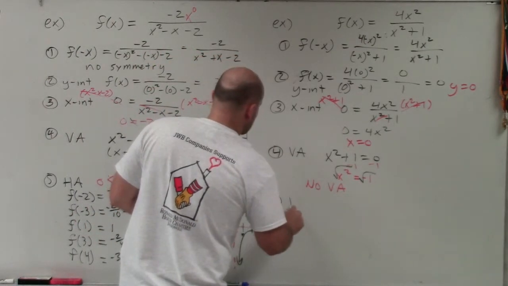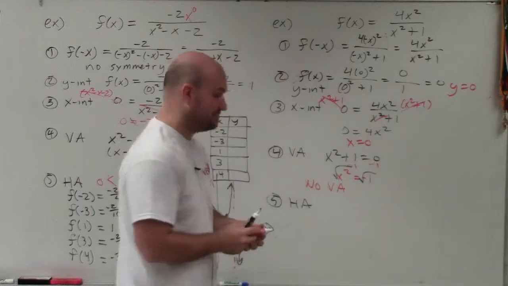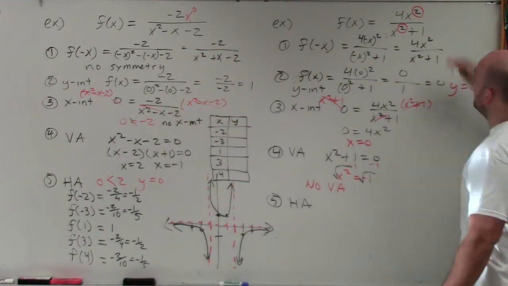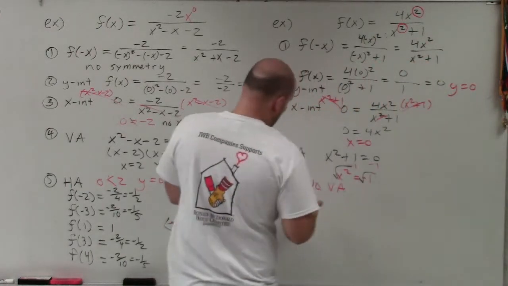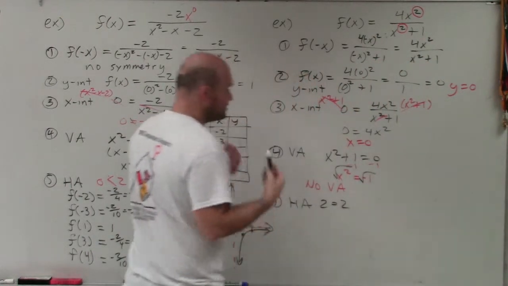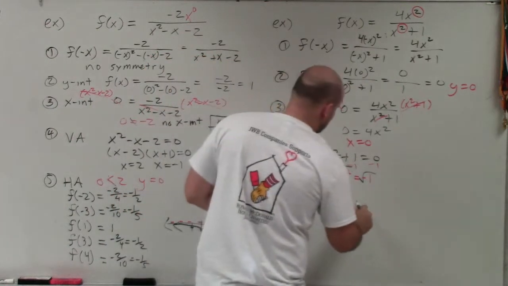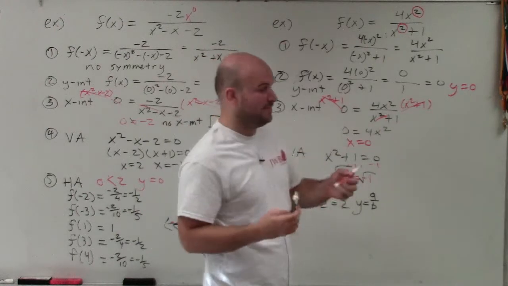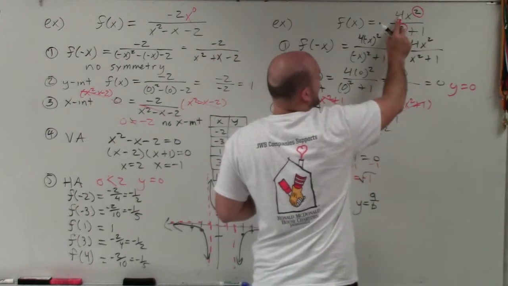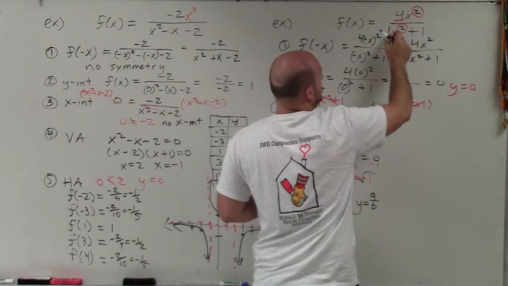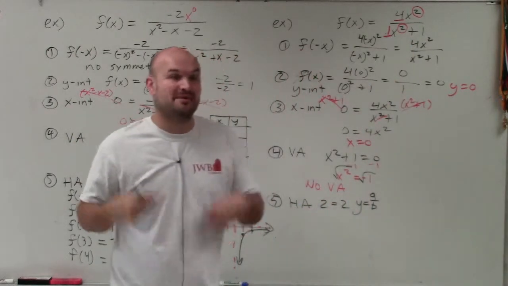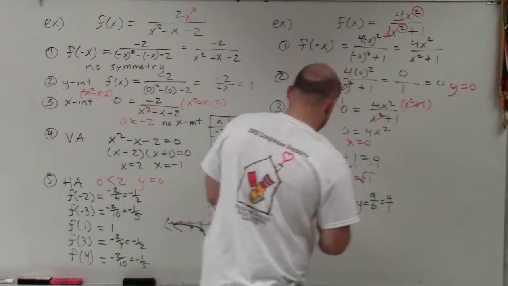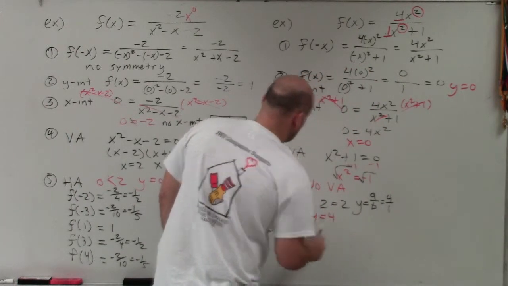Number 5, horizontal asymptotes. Now we need to use the horizontal asymptote test. So we look at our degrees here, and you can see that they are equal. So we can say 2 is equal to 2. Remember, when the degrees are equal, that means y equals a over b. a and b represent the coefficients: a represents the coefficient of my numerator, and b represents the coefficient of my denominator, of our leading terms. So that's going to be 4 over 1. Therefore, my horizontal asymptote is y equals 4.